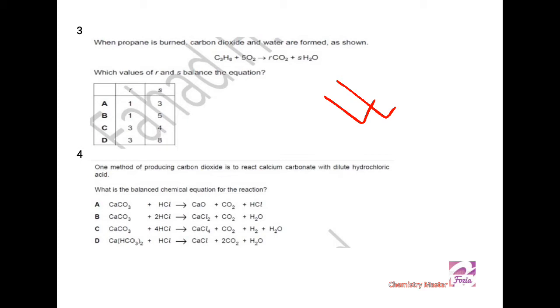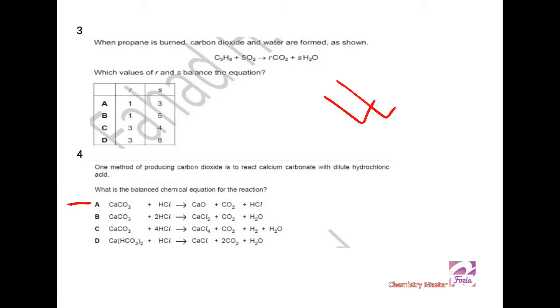Fourth MCQ is, one method of preparing carbon dioxide is to react calcium carbonate with dilute hydrochloric acid. Okay, what is the balanced chemical equation for this? You see, the equation should be balanced and correct also. Whenever hydrochloric acid reacts with calcium carbonate, it decomposes and a salt is prepared with carbon dioxide and water. So what do you see? Here calcium oxide is prepared.